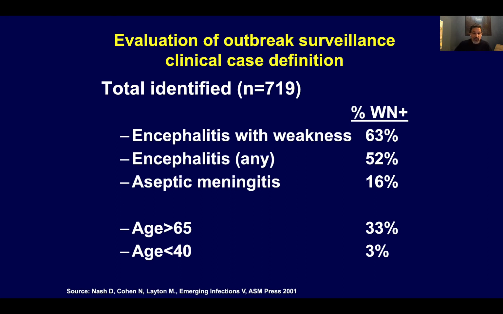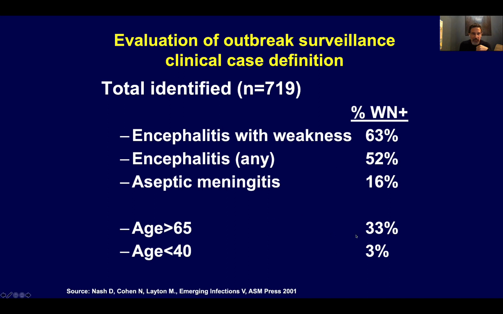Another important lesson learned here was looking at the yield of surveillance. We were doing surveillance for, as you saw with our case definition, encephalitis and meningitis, really of any age. And this slide just shows what the positivity rate or the yield was for different components of the case definition. And you can see that encephalitis with weakness was the most predictive of being associated with the outbreak and having West Nile virus infection. Also, any encephalitis. Meningitis was less predictive, but still 16% were positive.